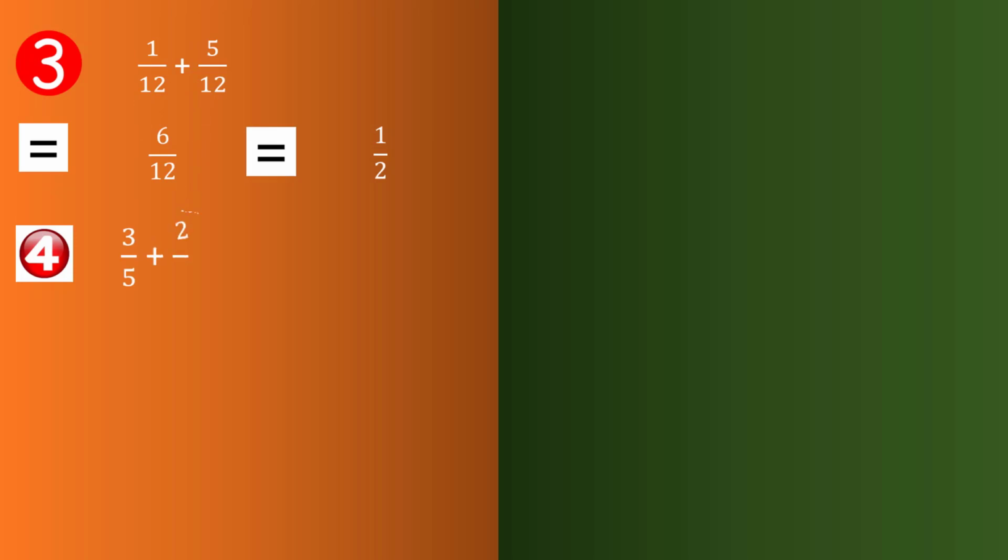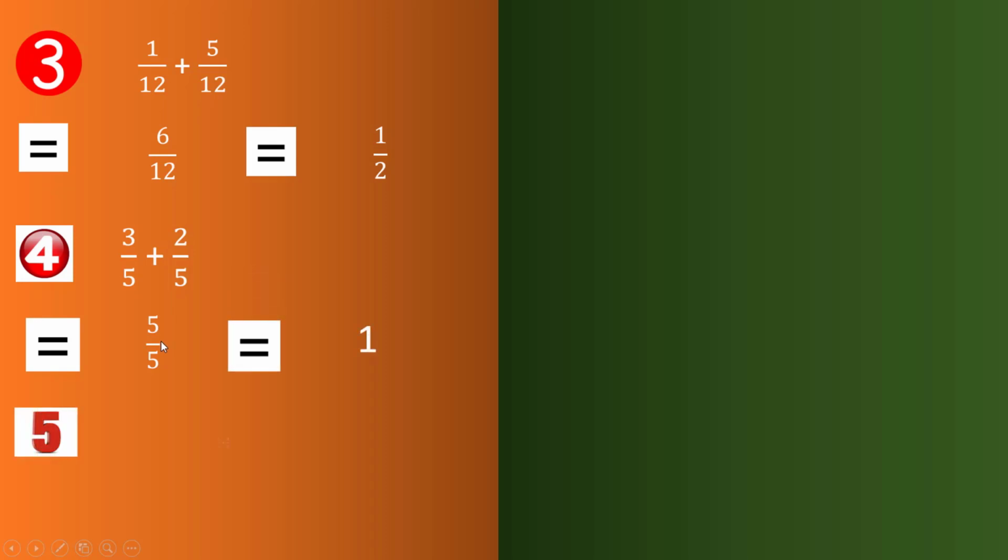Number 3, 1 over 12 plus 5 over 12. In the same way, we bring down 12, and 1 plus 5 equals 6. 6 over 12 is not in the simplest form. We can divide by 6, so it will be 1/2. Number 4, 3 over 5 plus 2 over 5. Keep the same denominator, which is 5, and 3 plus 2 equals 5. So 5 over 5 equals what? Equals 1.